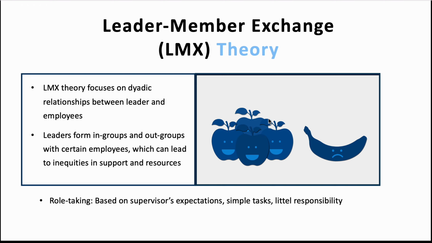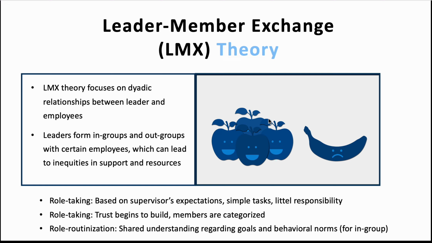When a leader takes over, they start to kind of test the waters to see if they can trust their employees. In the role-making phase, trust begins to build and members are categorized. So a leader starts to evaluate how someone is performing and starts to ask themselves if they can trust that person, if they can give them more responsibility, and they start to categorize their members based on those who they think are doing well and those who are not. And then the last phase is called role routinization. So this is a shared understanding regarding goals and behavioral norms.